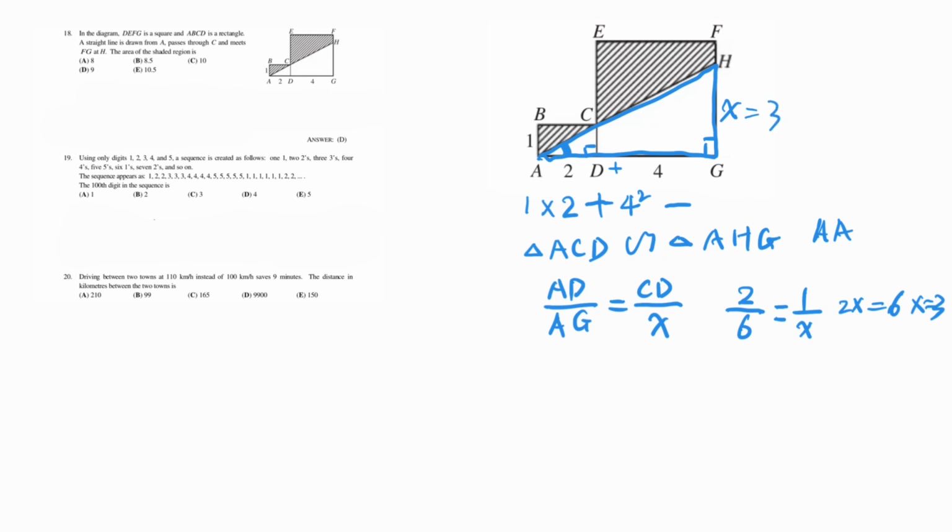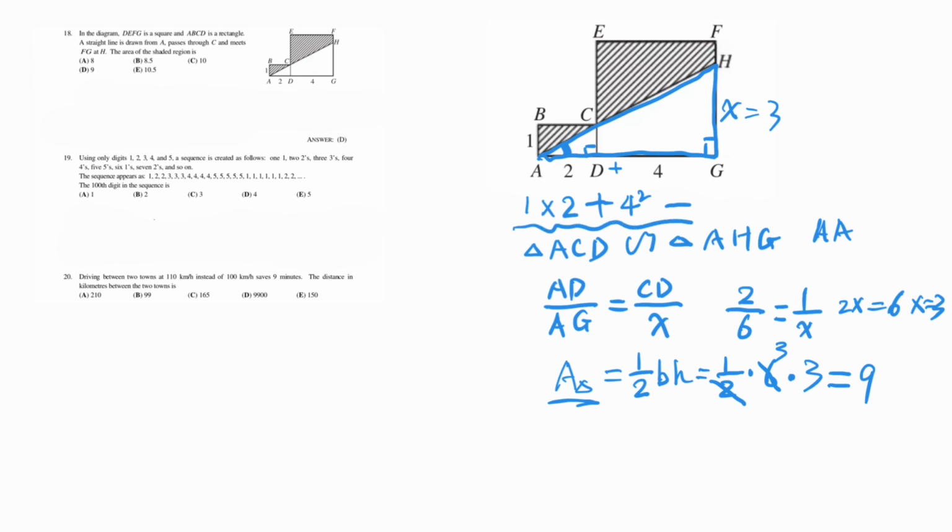The triangle area equals 1 over 2 times base times height. Base is 2 plus 4, that's 6, times height, which is 3. Cancel 2 and 6, that's 3. 3 times 3 equals 9. The area of the triangle AHG equals 9.